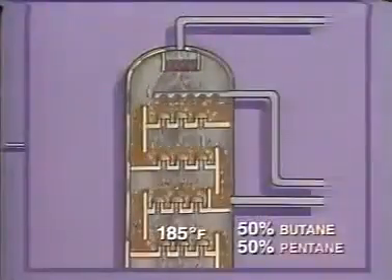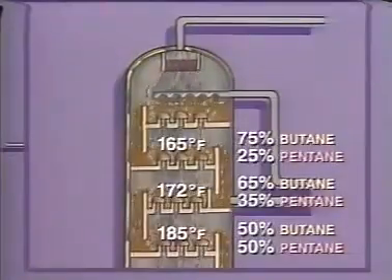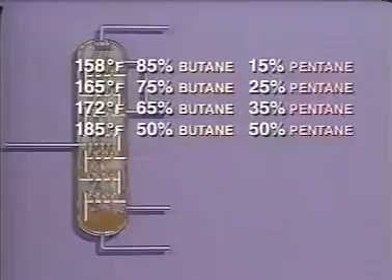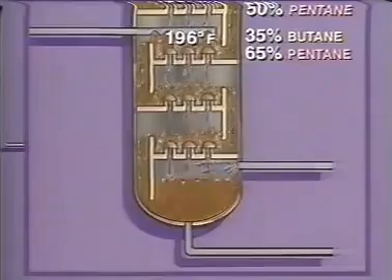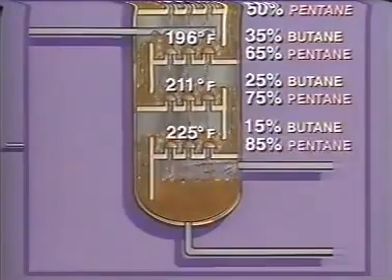This cycle gradually isolates a different fraction on each tray whose composition is determined by the tray temperature at a given pressure. Since the lowest temperature occurs at the top of the column, a light fraction is formed here. A heavy fraction is isolated at the bottom of the tower where the temperature is highest.